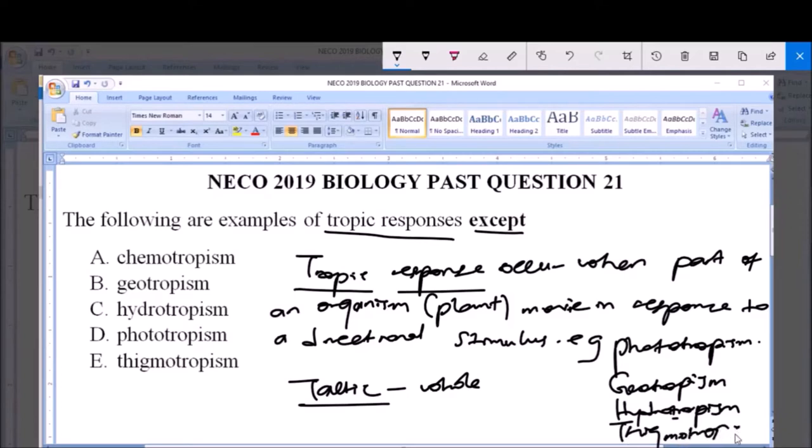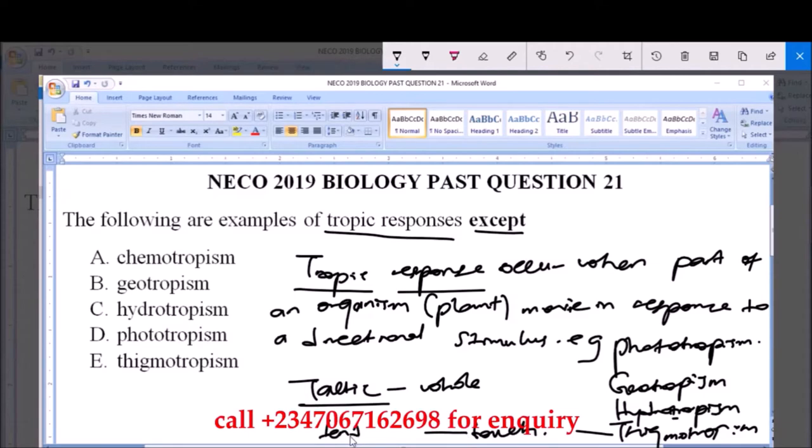Thigmotropism is also an example of a tropic response, whereby plant parts move in response to touch. You can see this in the tendrils of plants like your yam plant, which wind around a particular object just because they are responding to touch. That is thigmotropism. Not the whole organism responds, just parts of the organism move in the direction of the directional stimulus.